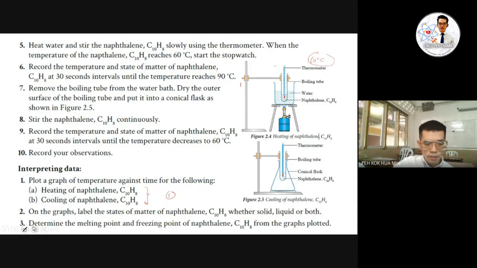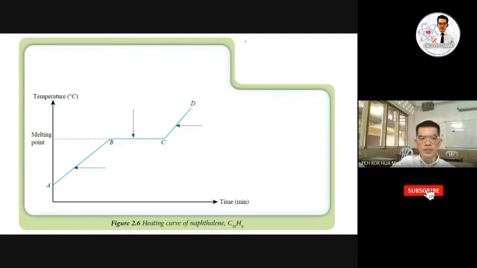Then determine the melting point and the freezing point of the naphthalene from the graph plotted. That means the melting point and the freezing point will actually be the same. As per the explanation just now, when an object changes state, it will have a constant temperature. So let us see what happened to the graph.